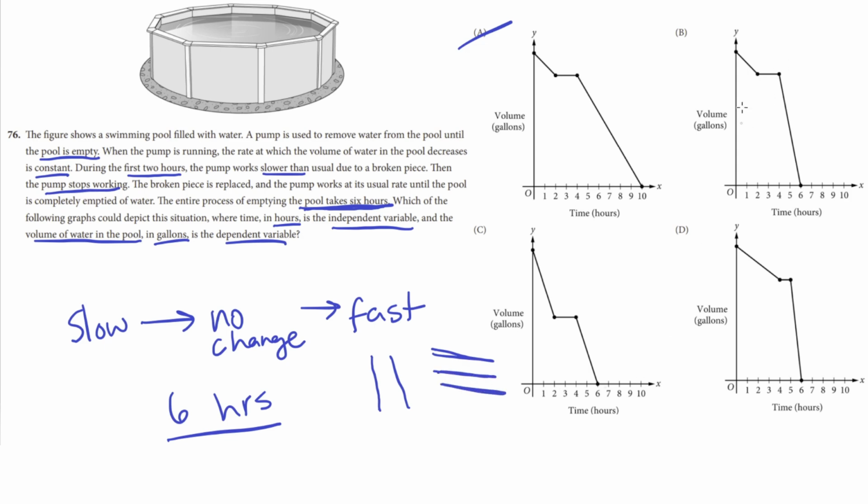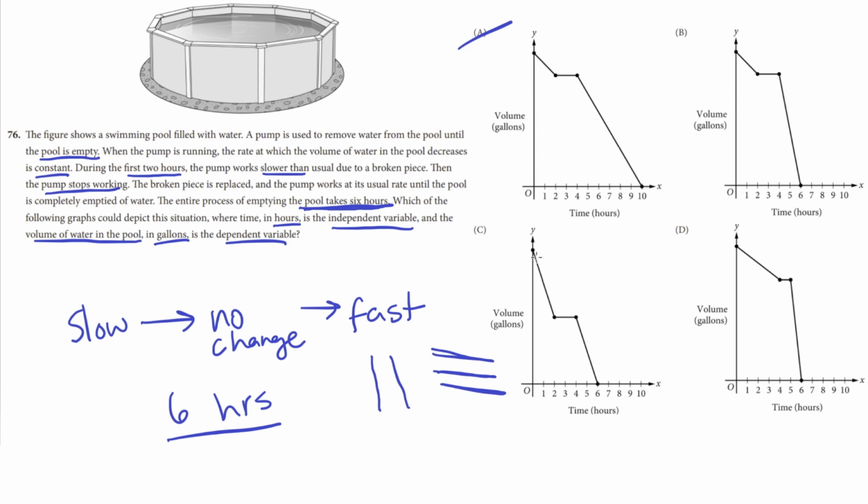So let's look at graph B. We see that this line here shows the decrease in the volume in the beginning. It is closer to horizontal, and then the graph gets much steeper after we fix the broken piece, after this flat point here. So this could be correct.